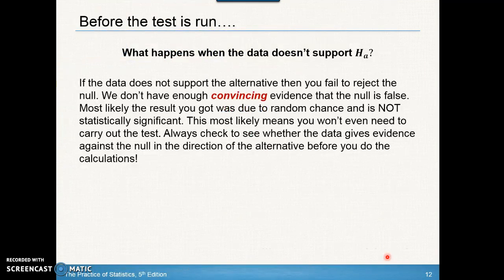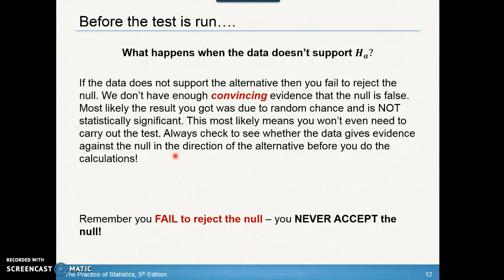All right, so what happens when the data doesn't support the alternative? Then we fail to reject the null. We don't have enough convincing evidence that the null is false. Most likely the result you got was due to random chance and isn't statistically significant. It was one of the possibilities that could actually be true. And this most likely means you didn't even need to carry out the test. So before you do the calculations, we're always checking to see whether the data gives evidence against the null in the direction of the alternative. Remember, you fail to reject the null, you never accept it.